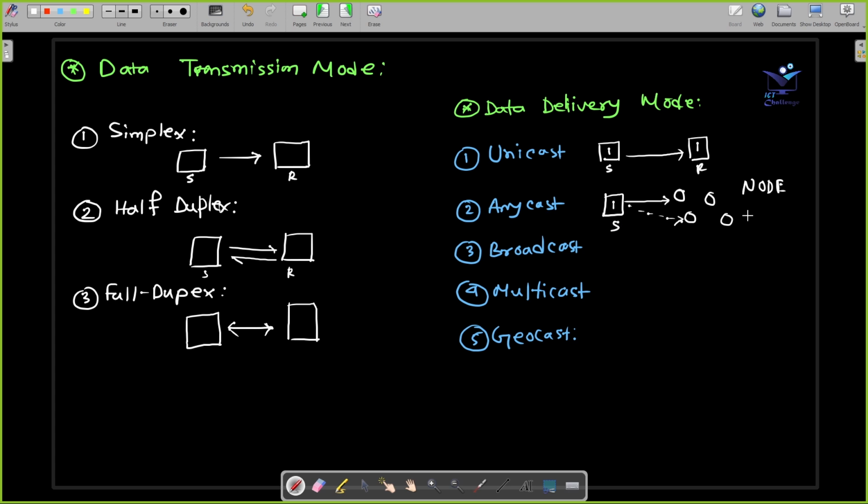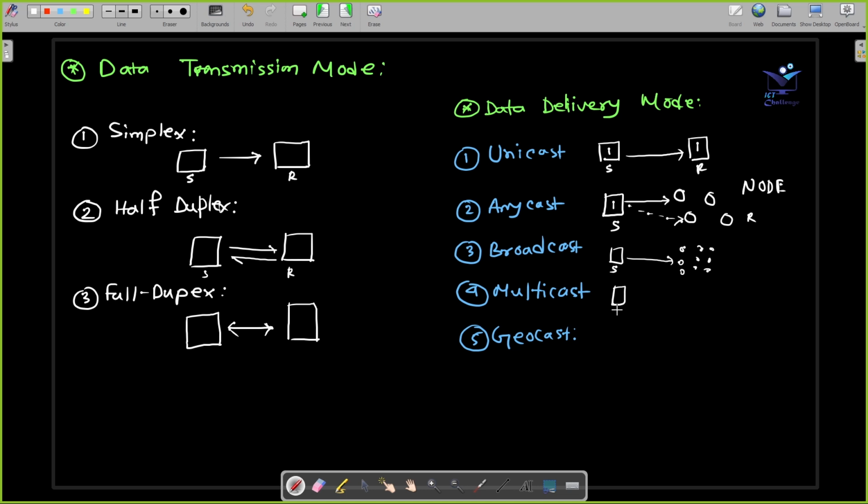Now the broadcast and multicast are closely the same. For broadcast, the example is our television or radio, where we are broadcasting the data. We have a sender and many receivers. All the receivers receive the data from the sender at the same time, and the same type of data. This is called the broadcasting system.